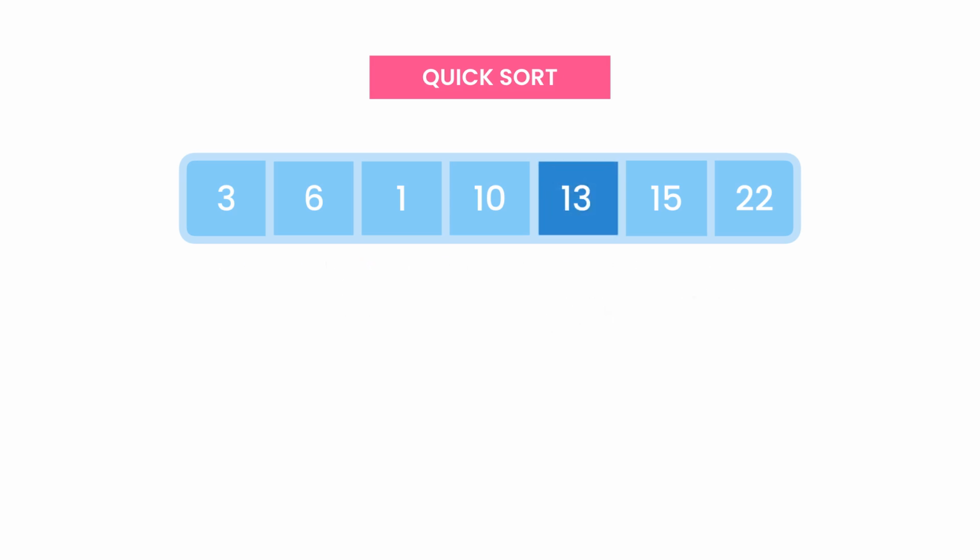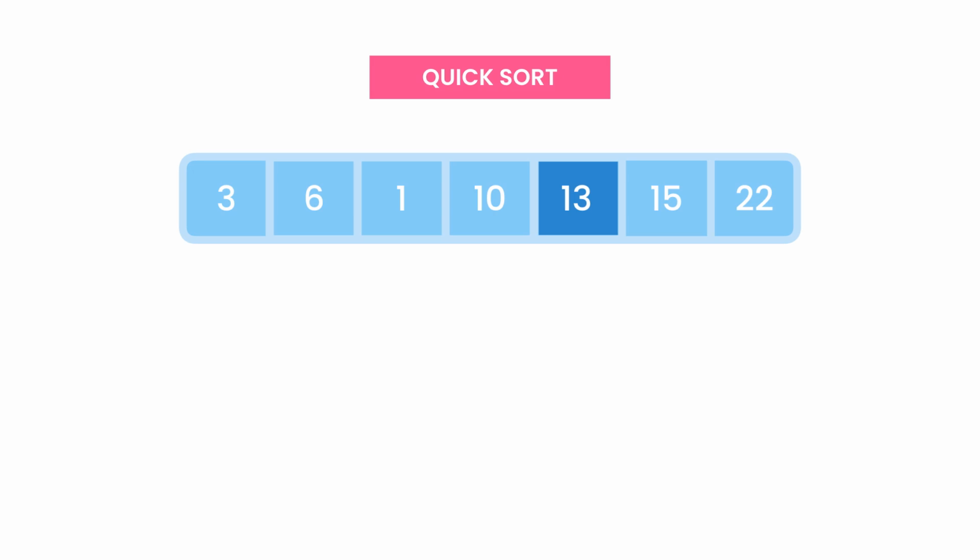And that means the pivot is in the correct position. So eventually, when we fully sort this array, 13 is not going to move. It's going to stay where it is right now. So when we pick a pivot and partition our array, the pivot will move to the correct position, okay?